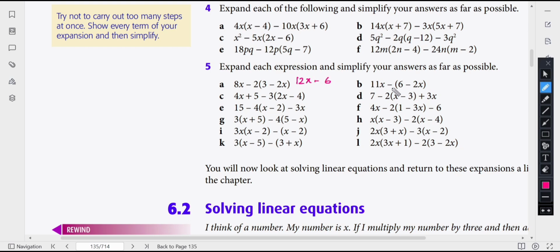Now if we look at part B, what is happening here? Let me show it here. 11x minus 6 minus (2x). There is no word here, nothing is written here, it's basically minus 1. So you have to multiply the negative inside everything, and you have to change every element's sign. So 11x minus 6, minus into minus will become plus, and it will become plus 2x. 11x plus 2x is going to be 13x minus 6. That's the answer.